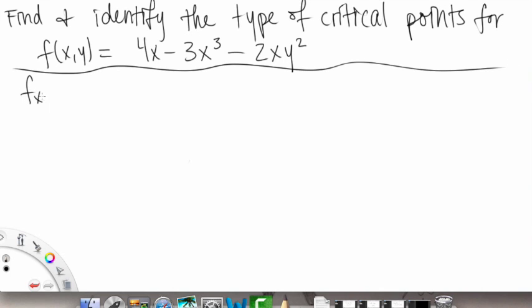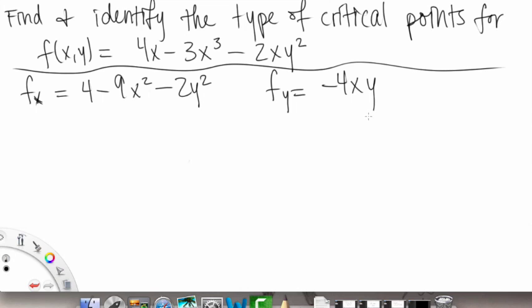So we're going to find our f sub x first. That would be 4, and then we have minus 9x squared, and then minus 2y squared. Okay, so that's our f sub x. And then let's find f sub y. When we differentiate there, we're going to get a negative 4x times y, right? So that's pretty simple.